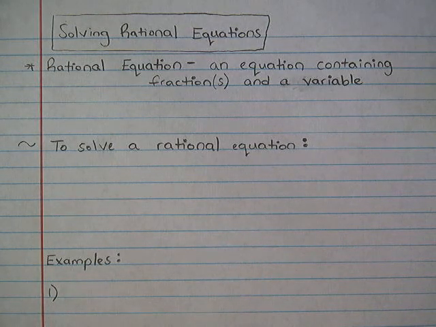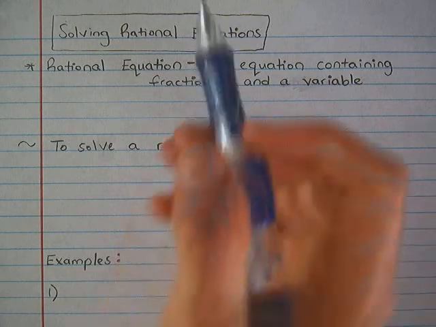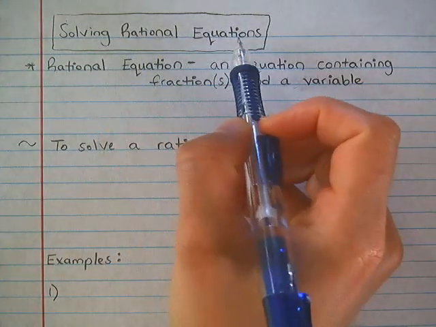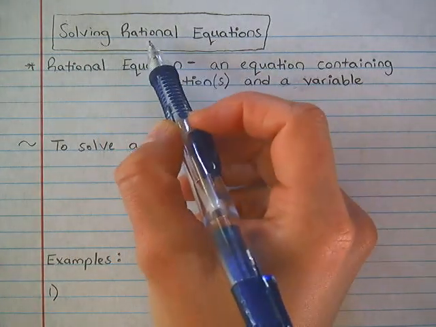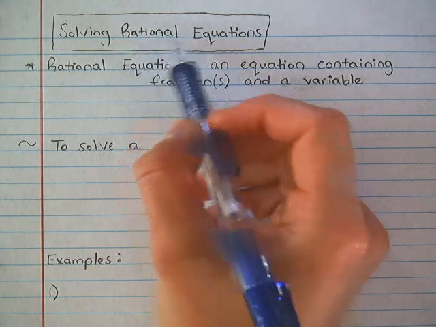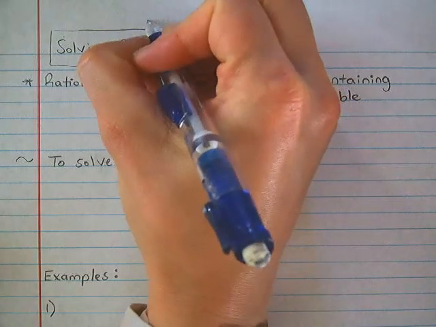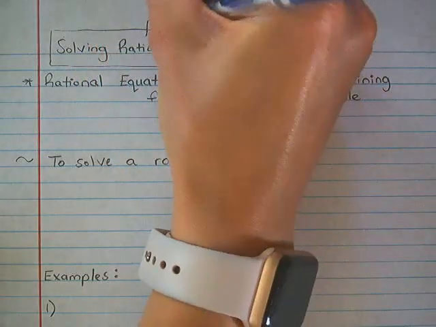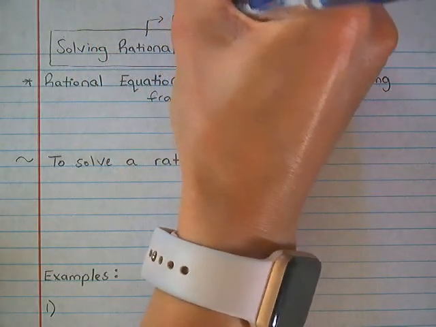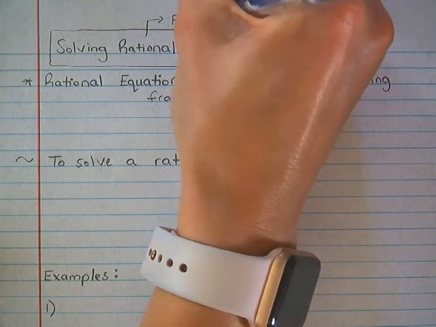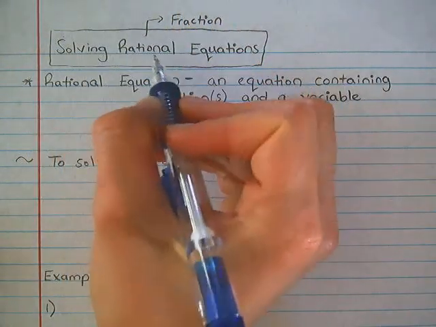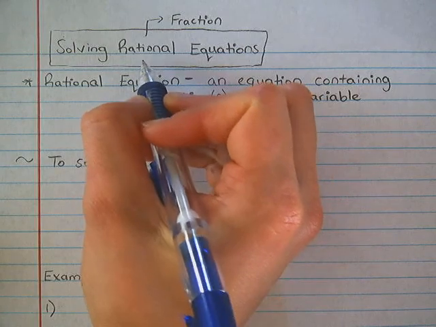Today we're working on solving rational equations. Before we begin, we're going to talk about what these words mean. We've talked about solving and we've talked about an equation, but we haven't spent a whole lot of time talking about the word rational. Anytime you see the word rational, what they're talking about is a fraction. So what we're talking about today is how you solve an equation that has fractions in it.